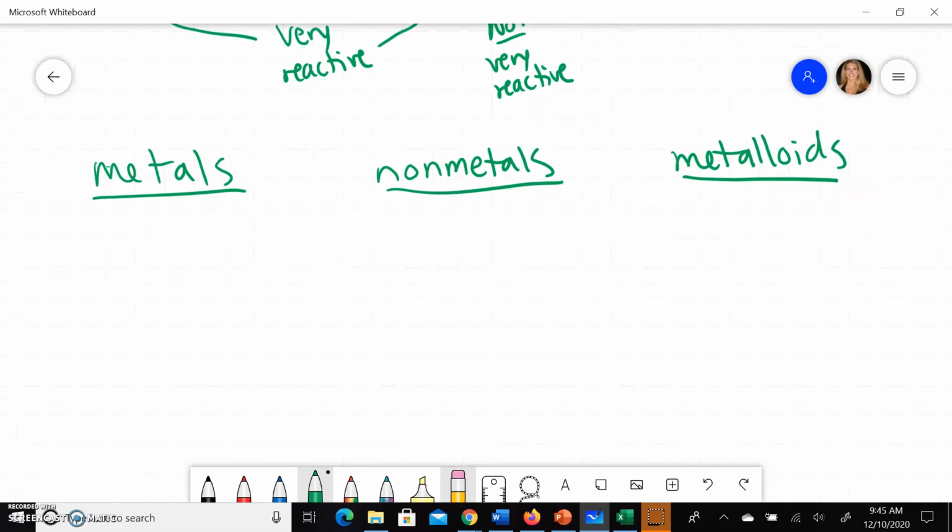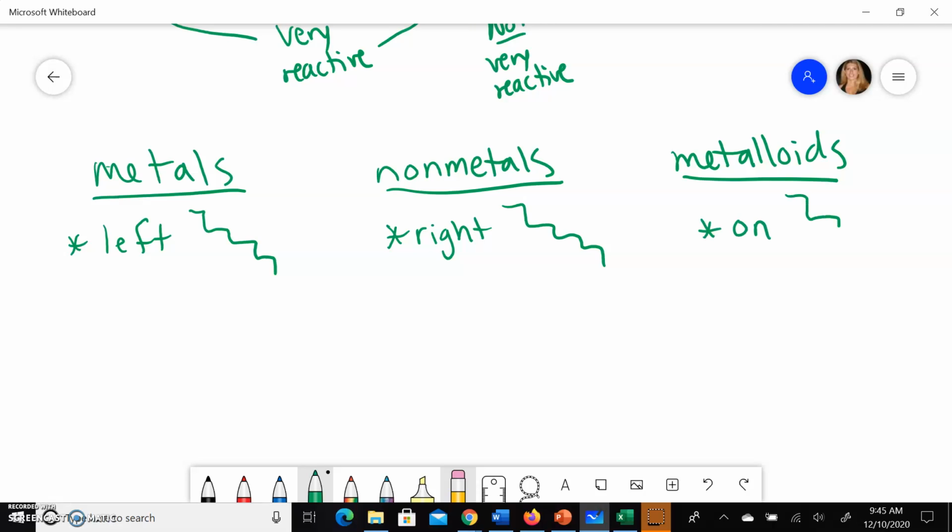You need to know, first of all, where they're located on the staircase. The metals are located to the left of the staircase. Nonmetals are located to the right of the staircase. And metalloids are located on the staircase. There are a few exceptions. Hydrogen is a nonmetal, even though it looks like it's a metal, to the left of the staircase. And aluminum is a metal, even though it looks like it's a metalloid.